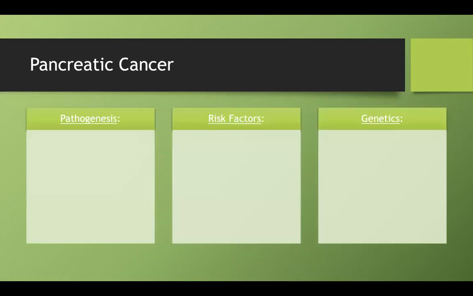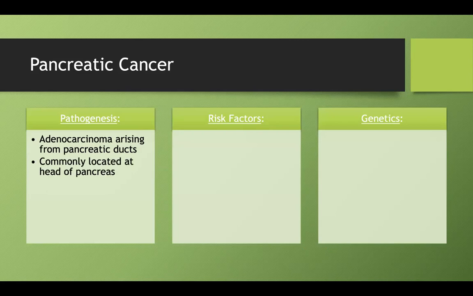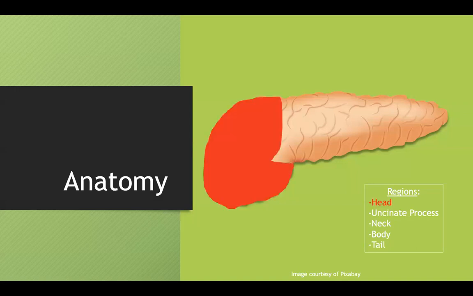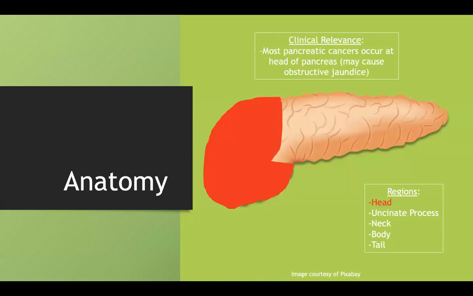Let's move on to pancreatic cancer. So pancreatic cancer, like most of our GI tract cancers, is an adenocarcinoma, and it arises from those pancreatic ducts that we talked about earlier. It's usually located at the head of the pancreas. And so from our anatomy section here, we talked about this being the head of the pancreas.